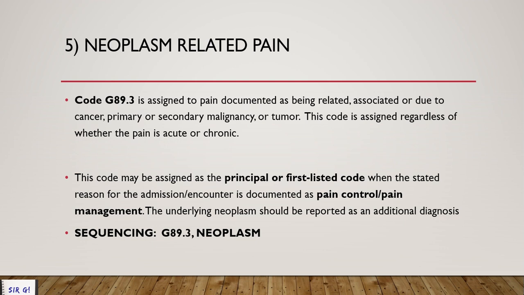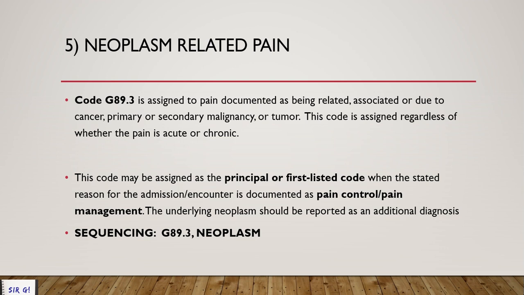Okay, the code is assigned regardless of whether the pain is acute or chronic. Every time it's neoplasm related, it should be G89.3. So I think you may put a word code there right beside the guideline, G89.3. Every time you see a neoplasm related code and there's a choice among your choices with a G89.3, eliminate the first two that don't have G89.3 and select from those two with a G89.3 code.